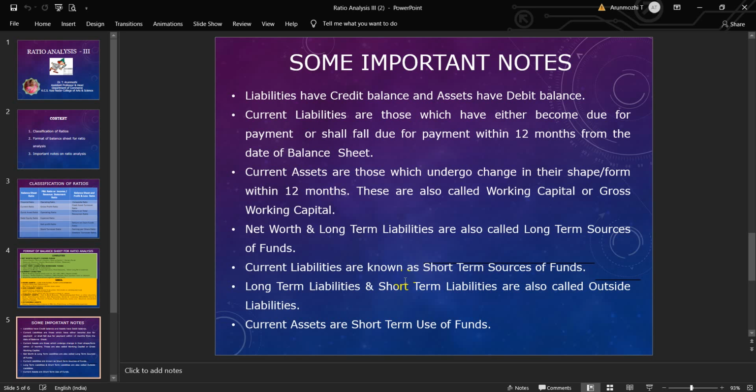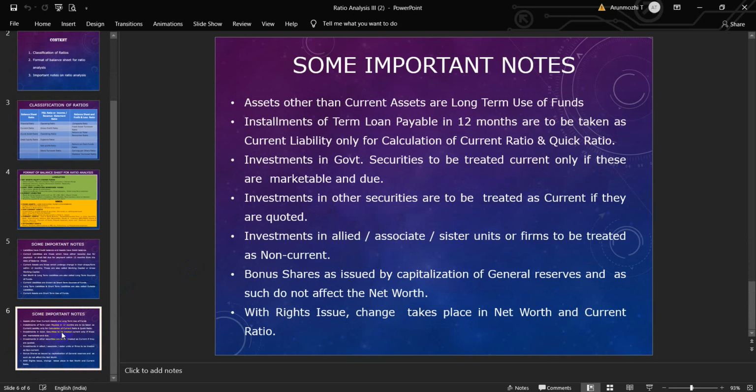Next is the net worth or the long-term liabilities are also called as long-term sources of funds. Current liabilities are known as short-term sources of funds. Long-term liabilities and short-term liabilities are also called outside liabilities. Current assets are short-term usage of funds. Next, assets other than current assets are long-term use of funds.